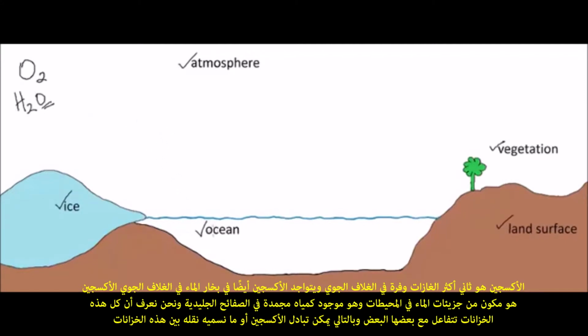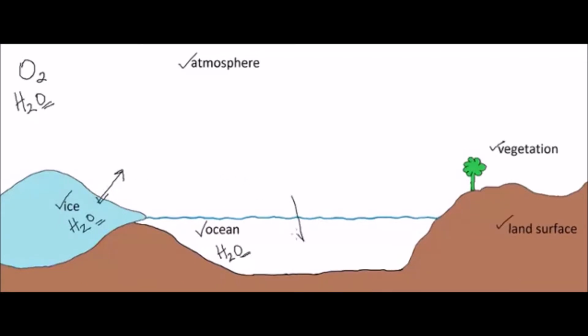Oxygen is a component of water molecules in the oceans, and it exists as frozen water in ice sheets. And we know all of these reservoirs interact with each other, and thus oxygen can be exchanged, or what we call transferred, between these reservoirs.